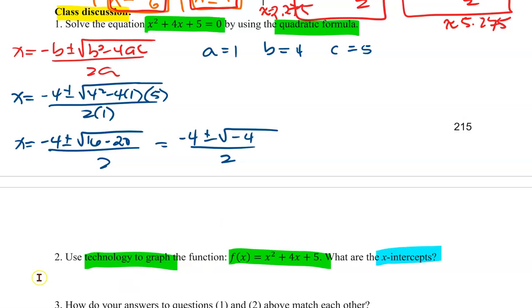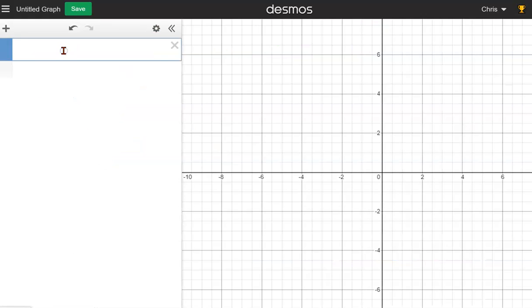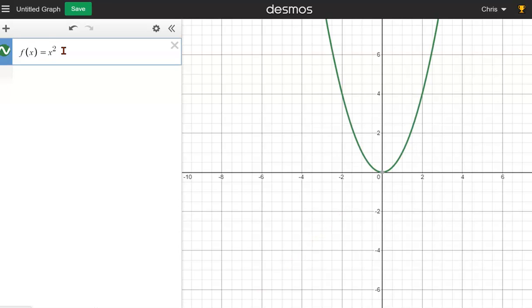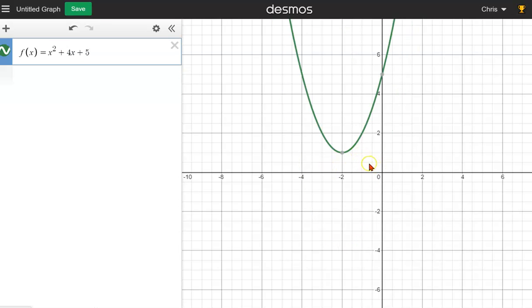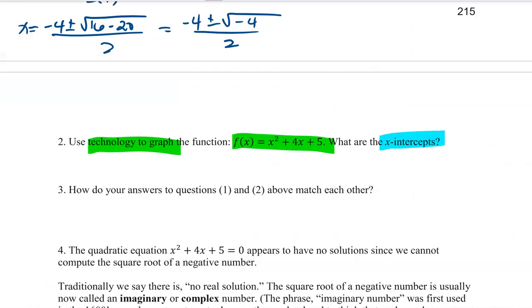Okay, let's use decimals. So let's type the given f of x equal to x squared plus 4x plus 5. And as you can see, this is a parabola and there are no x-intercepts. There are no points on the x-axis. So you can say here for number 2, no x-intercepts. And here we can say no solutions.